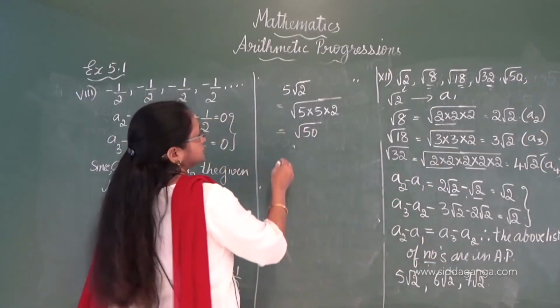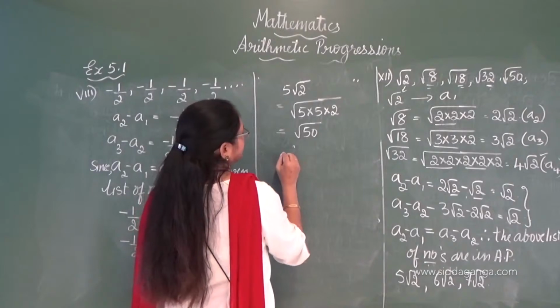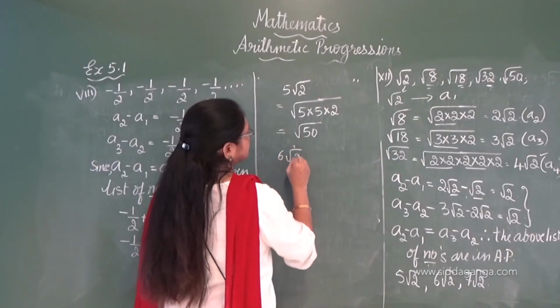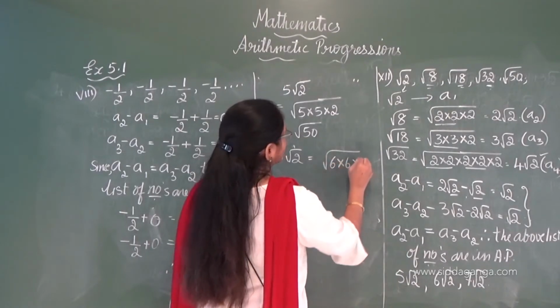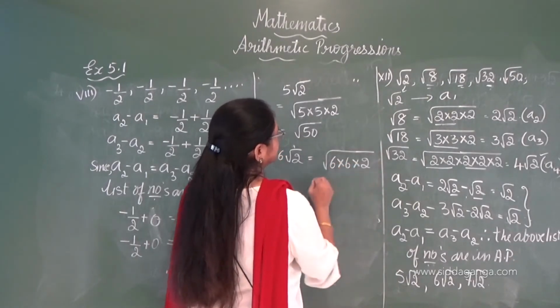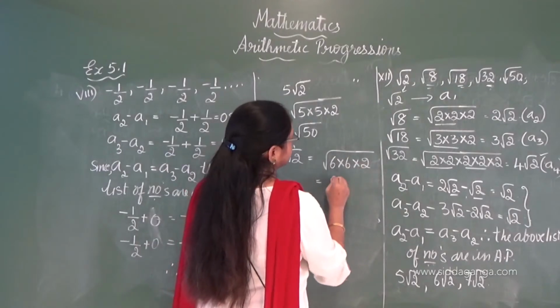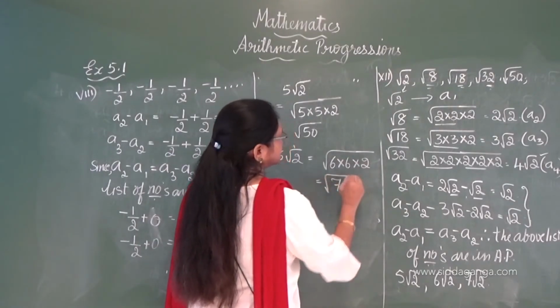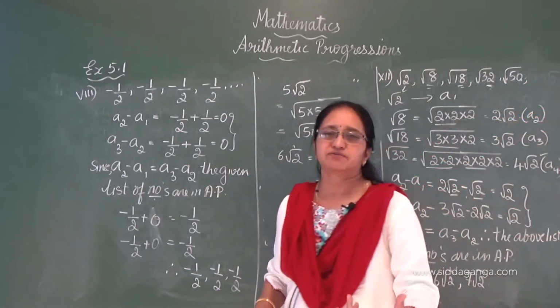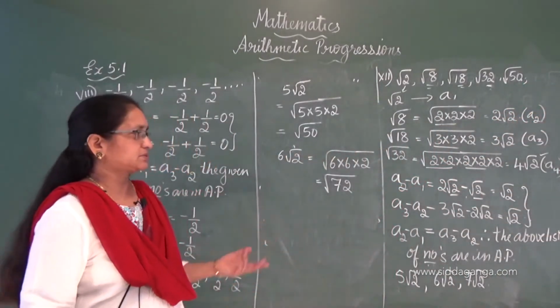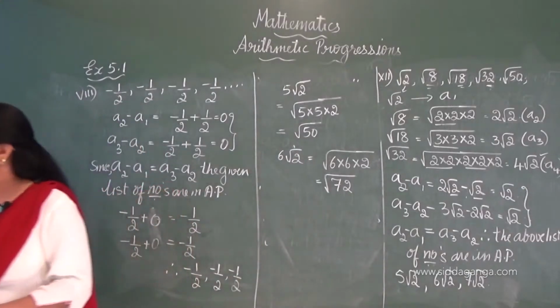Now, this also, you can do like this. 6 root 2 means it is nothing but root of 6 into 6 into 2. 6 6s are 36, 36 into 2 is 72, root 72. You can write root 72 here. Like this, you can find out 3 more terms.